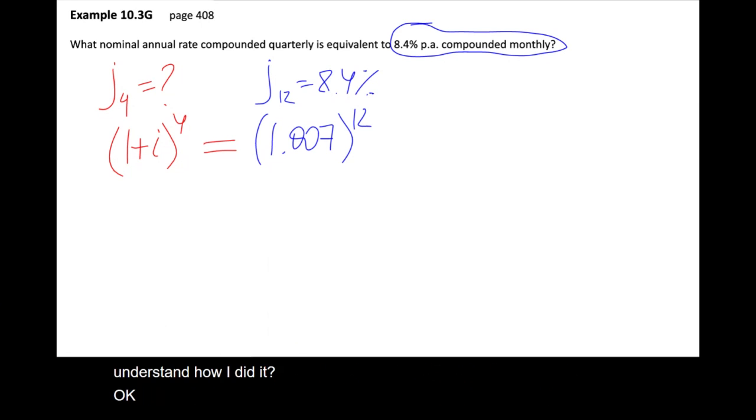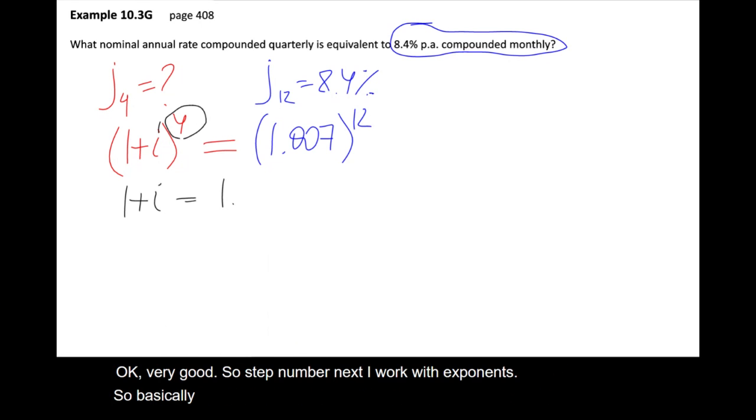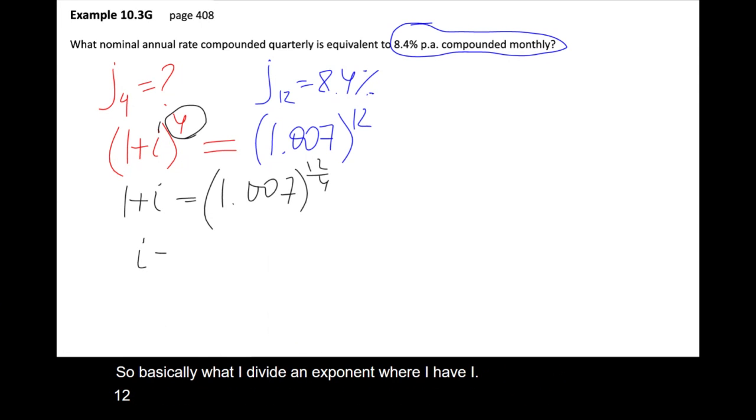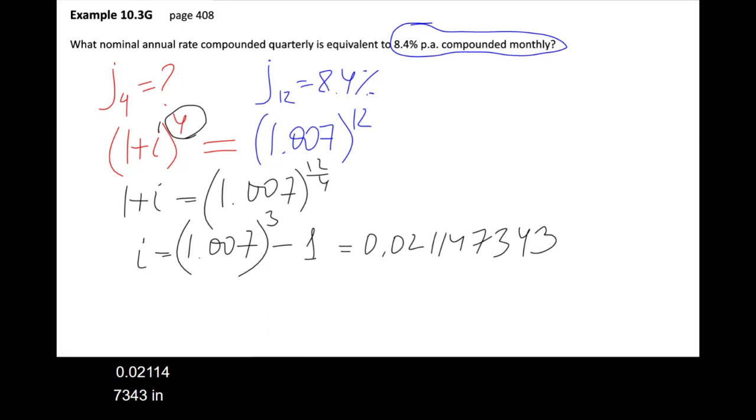Okay, very good. So next step, I work with exponents. So basically I divide the exponent where I have i: 12 over 4. So i is 1.007 to the cube minus 1. Let's calculate. 0.02114743.